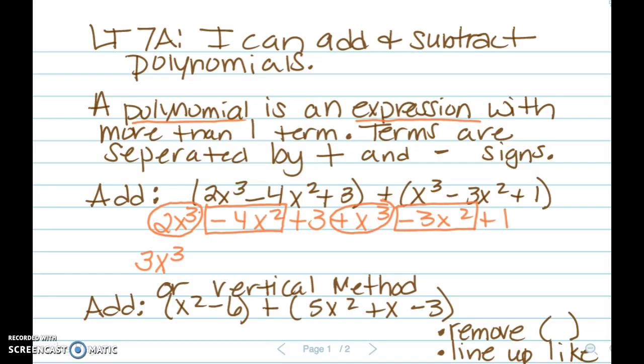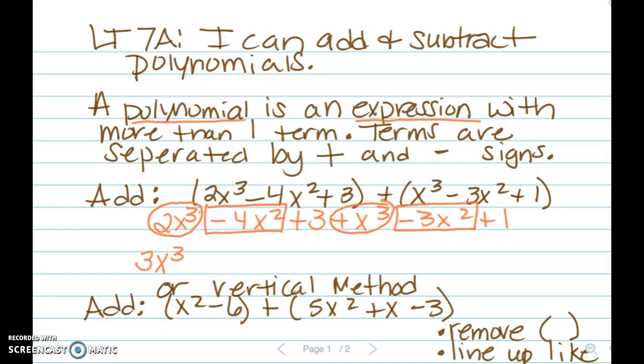My first polynomial is 3y cubed minus 11y plus 3. And I'm subtracting a 5y cubed plus y squared plus 2. For step 1, I remove the parentheses by distributing negative 1 to the second polynomial. So this is a negative 1. And I'm going to multiply, multiply, and multiply.